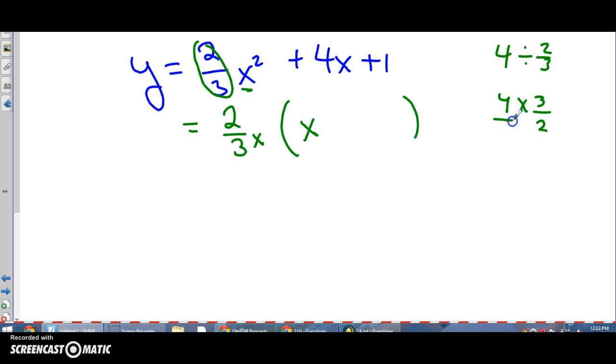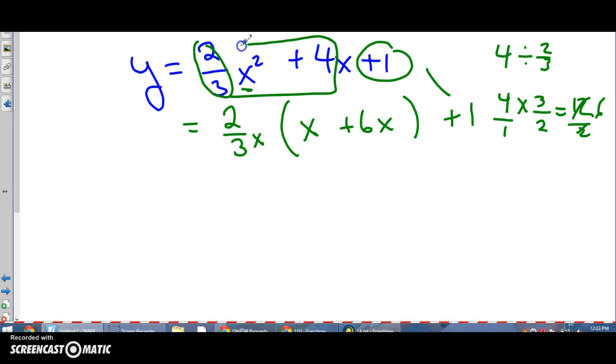So if you remember how to multiply with a whole number and a fraction, you just make the whole number into 4/1, and then you multiply like you multiply any fraction, multiply the tops, you get 12 and 2. That turns into 6 and 1. So you end up with plus 6x, and this plus 1 here had nothing to do with the factoring. So the factoring is for these first two terms.